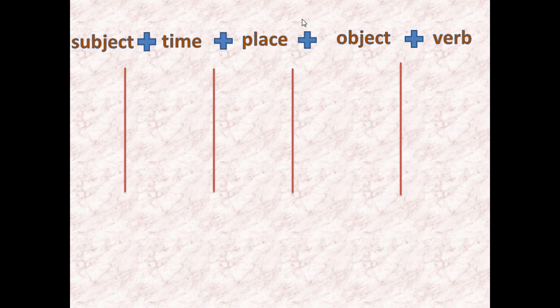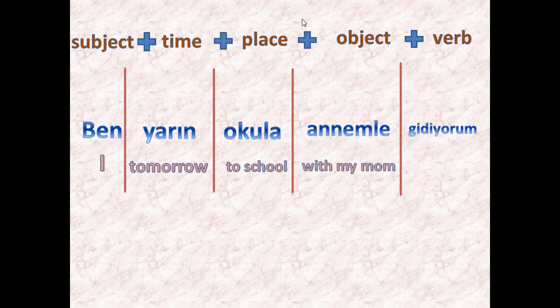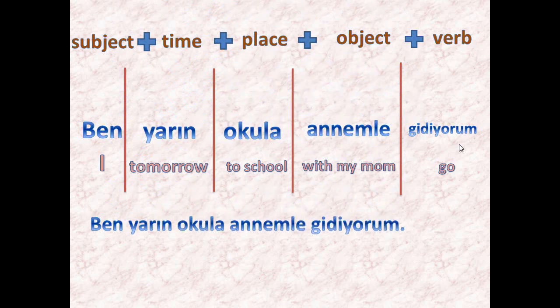Okay, so let's start with a normal sentence. Ben means I. Yarın means tomorrow. Okula, to school. Annemle, with my mom. Gidiyorum. That is go with the conjugation of first singular person. So the sentence is ben yarın okula annemle gidiyorum.